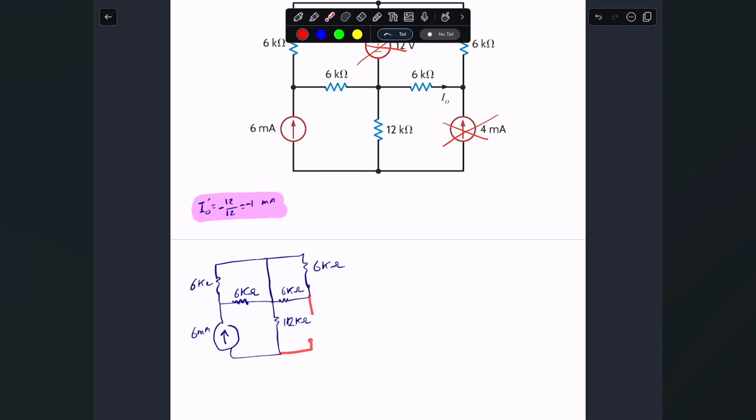So what I'm showing you here is that this is the correct one and this is the wrong one. You cannot use superposition to compute power. You can use superposition to compute I, you can use it to compute V, but you can't add up the individual power contributions, because power is not a linear entity, since it has that square. So if you were asked to compute the power across the 6 kilo ohms using superposition, you compute I naught prime, I naught prime prime, I naught prime prime prime, then figure out the actual I naught, and then compute the power. That's how we do that.